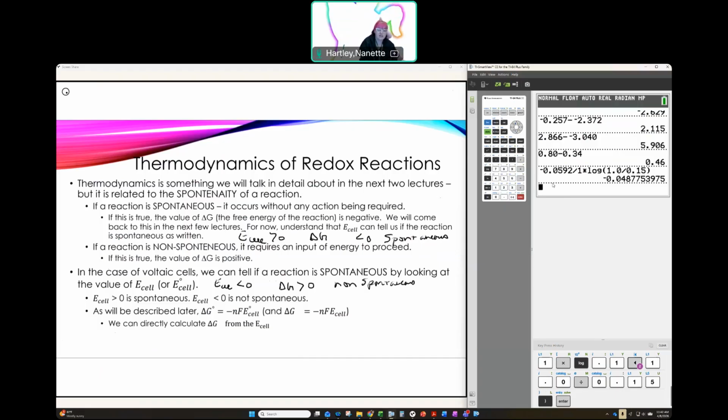For now, understand that E cell can tell us if the reaction is spontaneous as written. If a reaction is non-spontaneous, it requires an input of energy to proceed. If that is true, the value of delta G is positive.